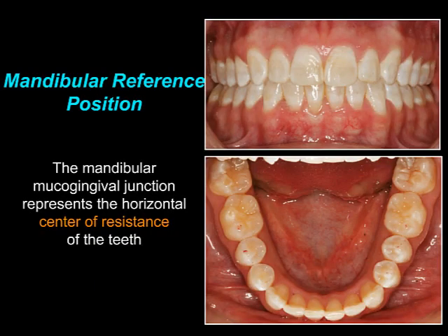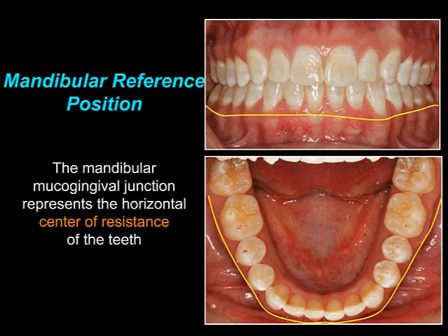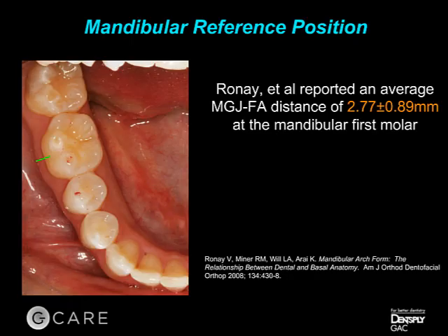So, back to the mandibular reference position using the mucogingival junction. This is something that we can readily see in the mouth, and as was shown from the Katona article, this also represents the level of the horizontal center of resistance of the teeth. So once we have this reference position, we can start looking at the teeth and asking how the teeth relate to this position.